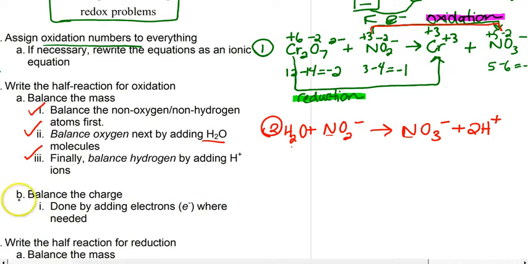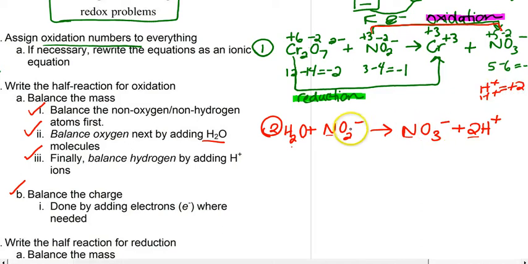My last thing in here is to balance the charge. Now, we've never dealt with charges before with balancing. This is what makes redox balancing different. What I need to do is first look at, well, I have a -1 on this side of the reaction. And on the other side, I have a negative 1 because I have 1 nitrate ion here plus 2 hydrogen ion. So that's 1, 2, right? So that would be a plus 2.